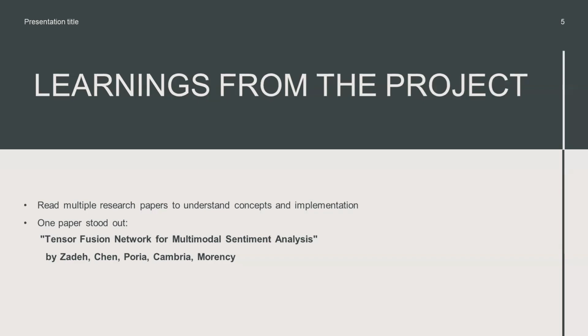What I have learned from this project is that I explored multiple research papers, and I finally settled on this research paper, Tensor Fusion Network for Multimodal Sentiment Analysis by Zadeh, Chen, Poria, Cambria, and Morency. This stood out for its innovative approach to modeling intermodal interactions. It introduced the idea of explicitly capturing unimodal, bimodal, and trimodal dynamics using a tensor-based fusion mechanism.